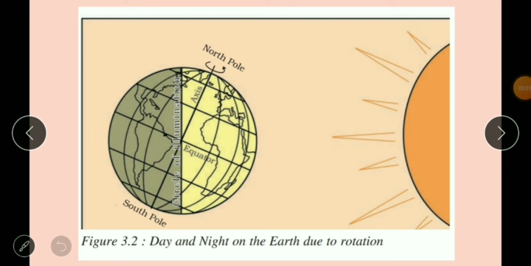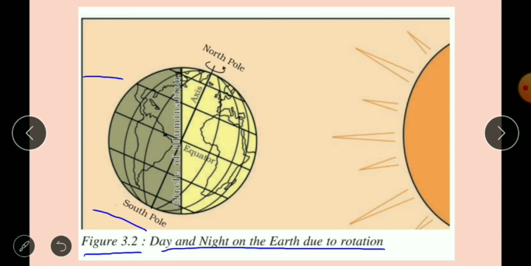So now before moving forward to the next topic, let's see a figure which is figure 3.2 given in your book, that is day and night on the earth due to rotation. So how day and night are caused due to the rotation of the earth. So here you can see the diagram of the earth. It is axis, that is south pole and north pole.